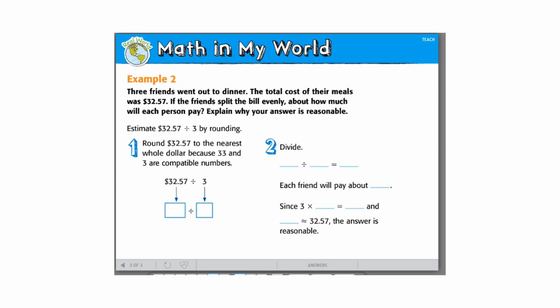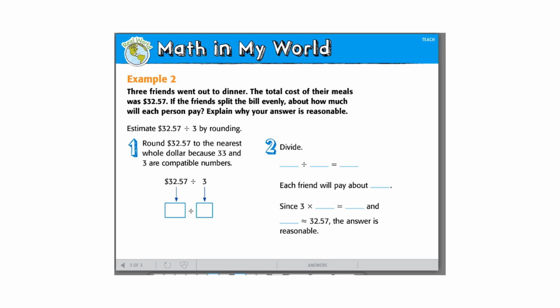Example number 2. 3 friends went out to dinner. The total cost of their meals was $32.57. If the friends split the bill evenly, about how much will each person pay? Explain why your answer is reasonable.